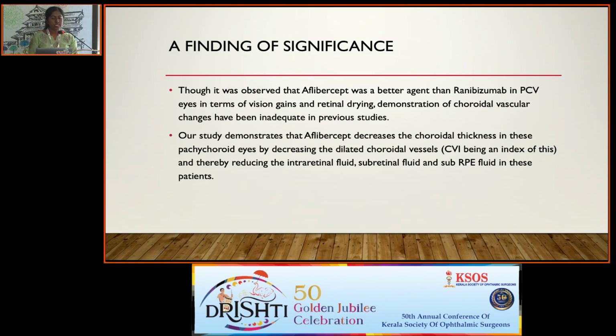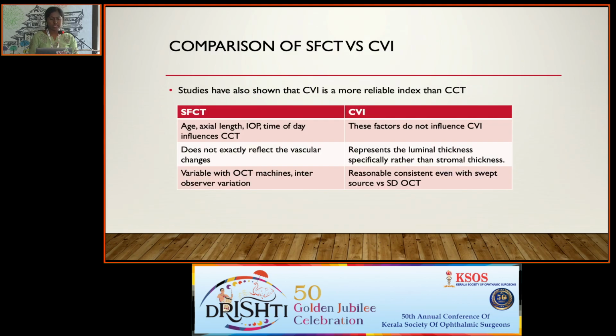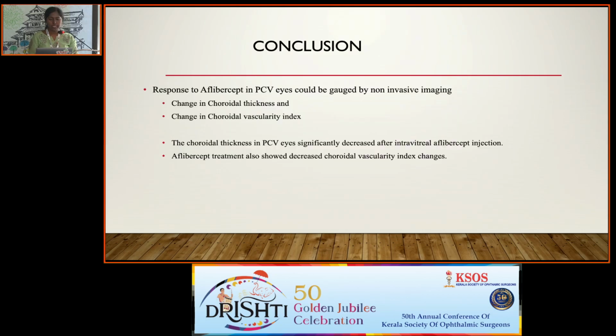Our study demonstrated that aflibercept decreases the choroidal thickness in these pachychoroid eyes by decreasing the dilated choroidal vessels, thereby reducing the intraretinal fluid, subretinal fluid and sub-RPE fluid in these patients. When we compare choroidal vascularity index with subfoveal choroidal thickness, choroidal vascularity index is a better parameter because it is not influenced by age, axial length, IOP and time of day.